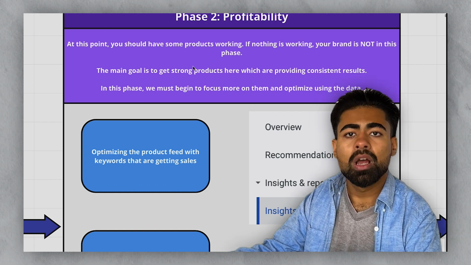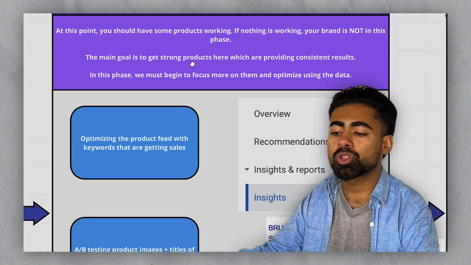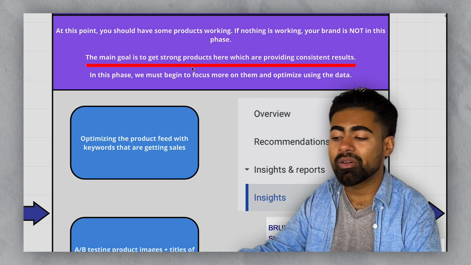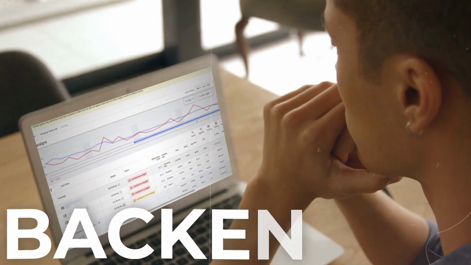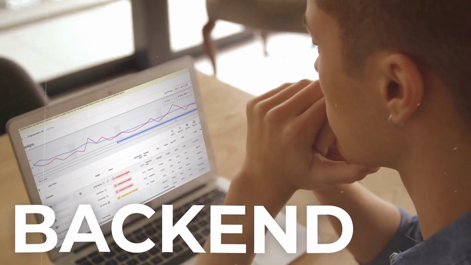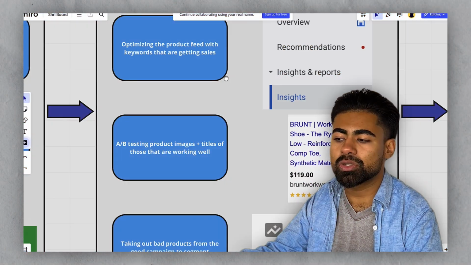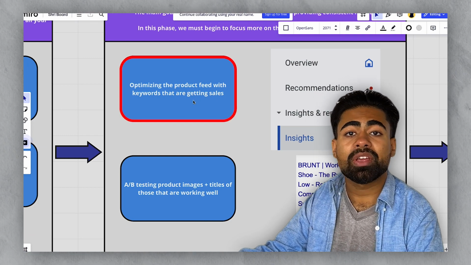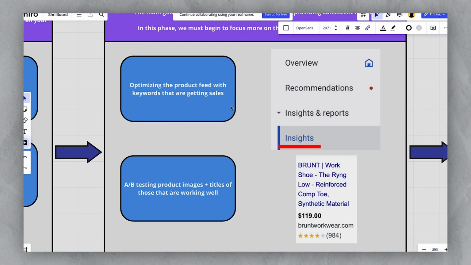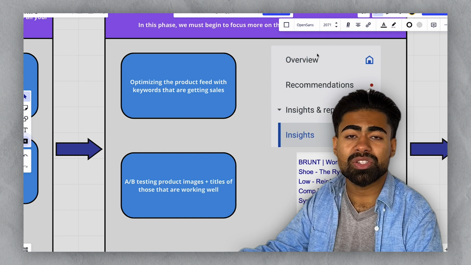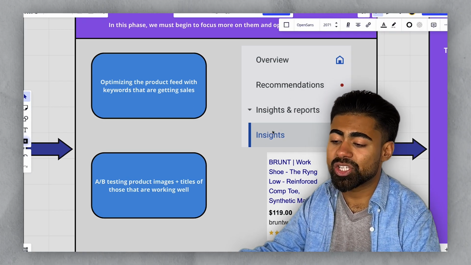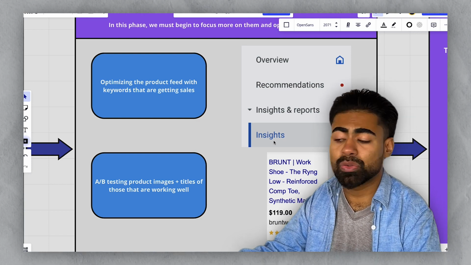And the main goal for this profitability phase is to get some strong products which are now starting to provide consistent results. Because what we now start doing is those strong products which are now getting pushed more by Google's algorithm, we start also focusing more on them. We start also improving their backend, improving the product feed in terms of the information we have added within them, etc. And some ways to do this are, for example, optimizing the product feed with keywords that are getting sales. So if you go to your Google Ads account within the Insights section, you will notice that certain searches are getting you more results over others, and you want to start incorporating them within your product feed. And the Insights section is again the perfect place to find this information.